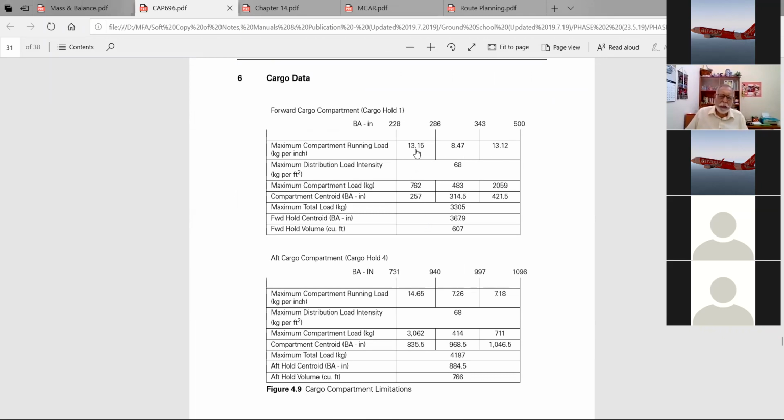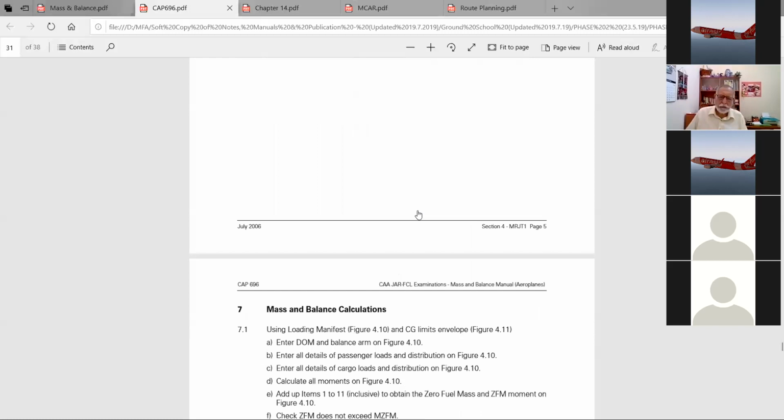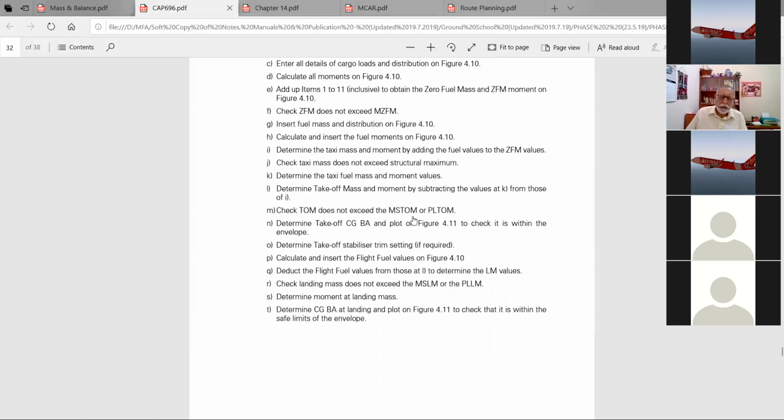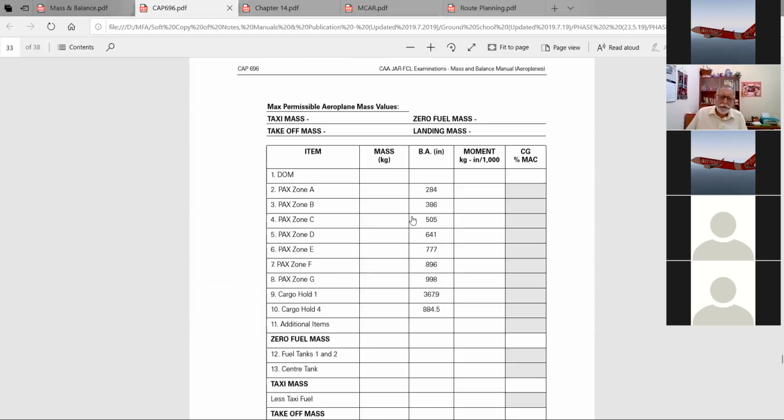The limits cannot be exceeded for cargo compartment, forward cargo compartment, or cargo hold number 1, forward, mid, and aft. These limits cannot be exceeded. Maximum running floor loading 68 kgs per square feet. Running load is given over here. Okay. So this is what we need to understand. Now, very briefly, we'll come back to this chart a little later.